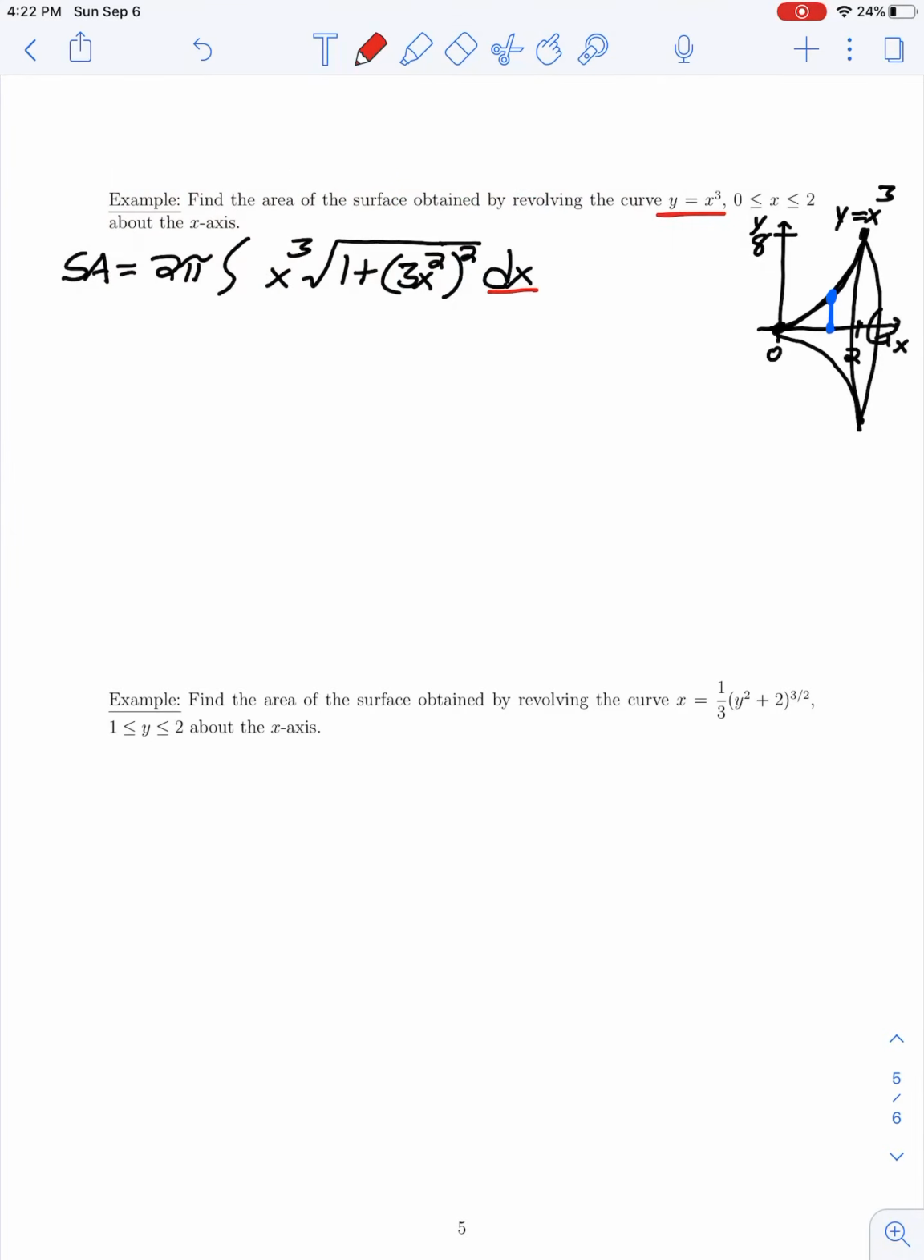So let's think about our limits of integration. Along the x-axis, we're moving from x equals 0 to 2. So those will be our limits of integration here.